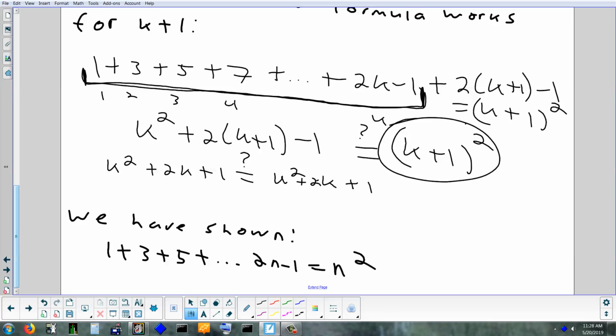So when you FOIL out what's on the right, you get k squared plus 2k plus 1. From our assumption step, we get k squared plus 2k plus 1. That means that what we assumed was true. So this formula does work. So we have proven, and now you can just write the original problem. And you can write, we've proven, we've shown, anything like that.